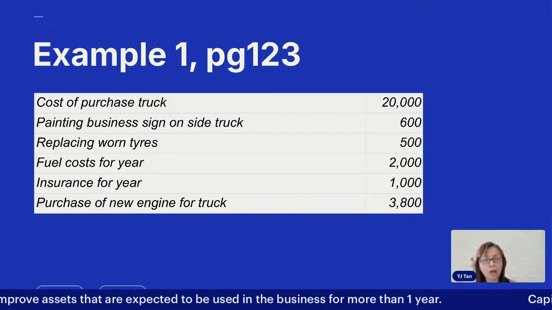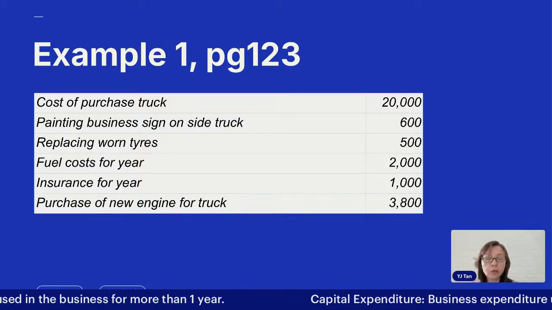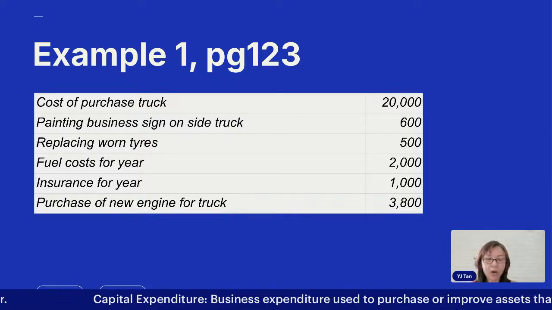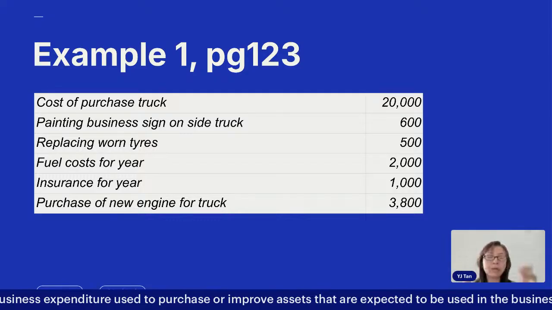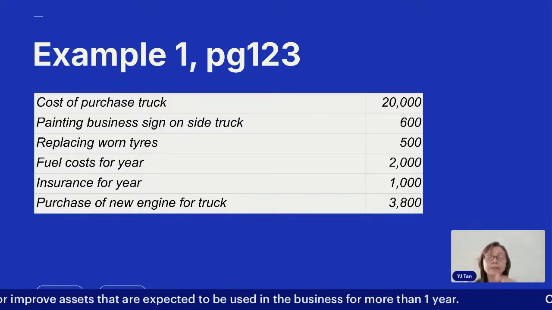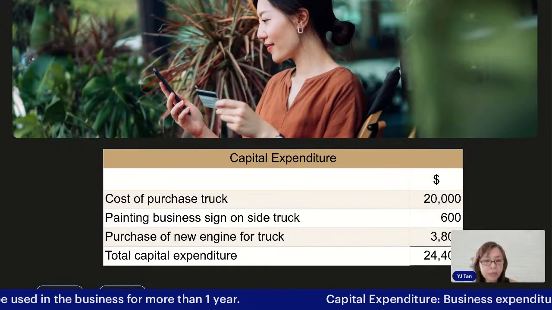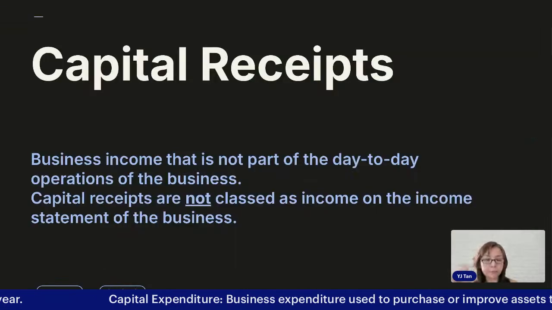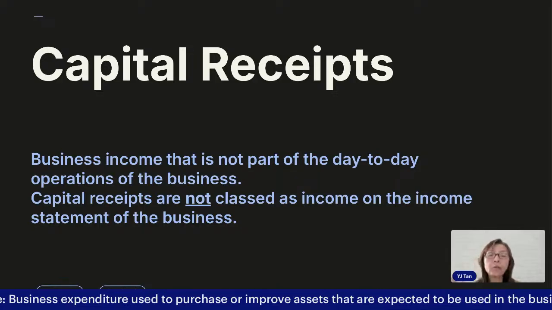However, there are a few things like the fuel cost of the year, a specific time, right? The insurance of the year, a specific time, right? And the other thing is the tires, which will not last that long, maybe not more than a year. So these three will be put under revenue expenditure, but not capital expenditure. I hope I make this very clear. We will go through a few more examples in order to clarify this.